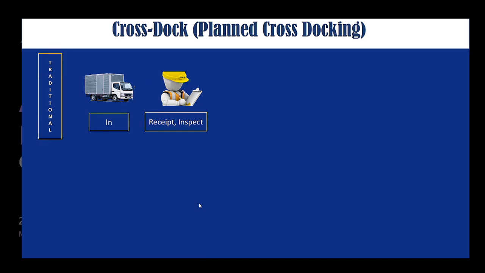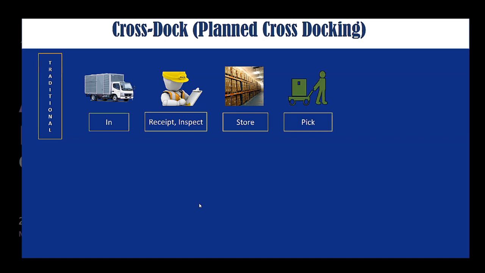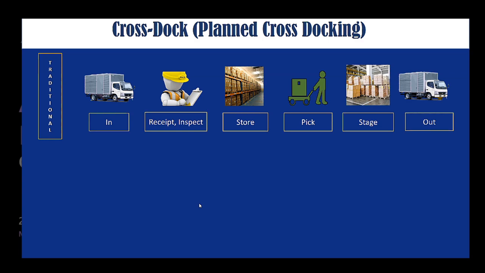So usually you'll receive in the items, right? Then once you receive in the items, you'll do a receipt and inspection. Once you do that, you'll have a storing place. You'll store it, and then you'll pick it, and then you'll stage it, right? And then you will ship it out. So this is the traditional method.